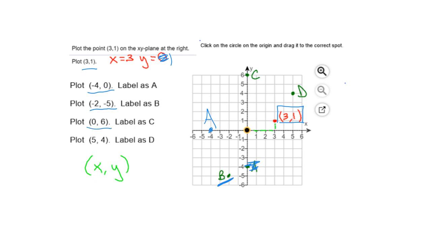Okay, then we have 0, 6. So 0 for x means we're going to stay in the middle and then go up to +6 for y. That would be C. And then finally for D, we're going to go over 5 tick marks to the right to +5 on the x-axis and up 4 on the y-axis, and that's going to give me D.